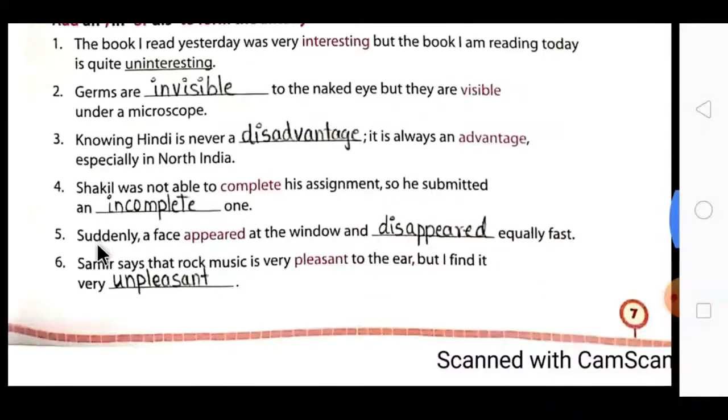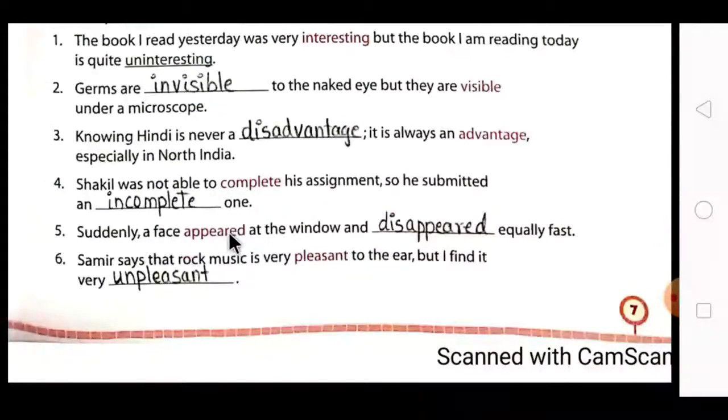Now the fifth one is, suddenly a face appeared at the window and dash equally fast. It means you have to write down the antonym of appeared, that will be disappeared. Now the sixth one is, Samir says that rock music is very pleasant to the ear, but I find it very dash. You have to write the antonym of pleasant over here, that is unpleasant.